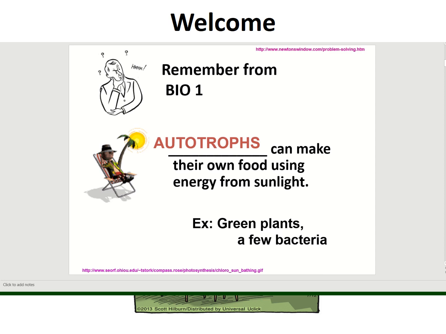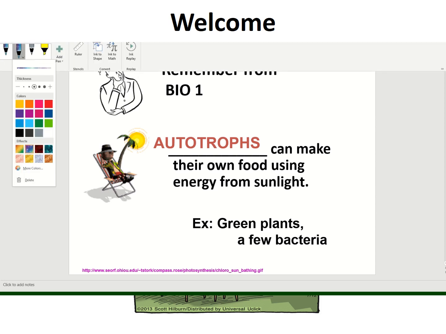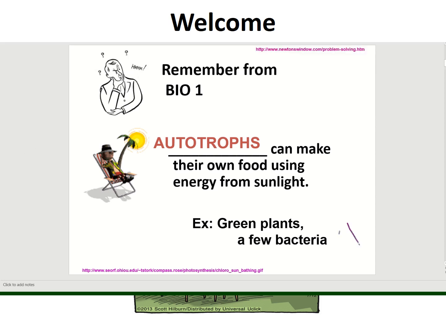So remember, autotrophs can make their own food using energy from sunlight. Green plants and a few bacteria do this. Some protists as well. So I'm going to go ahead and add protists. And I'm also going to go ahead and add up here that auto means, what is auto? Self, automático, right? Yo mismo, yo solo, so self. And troph is food or energy.